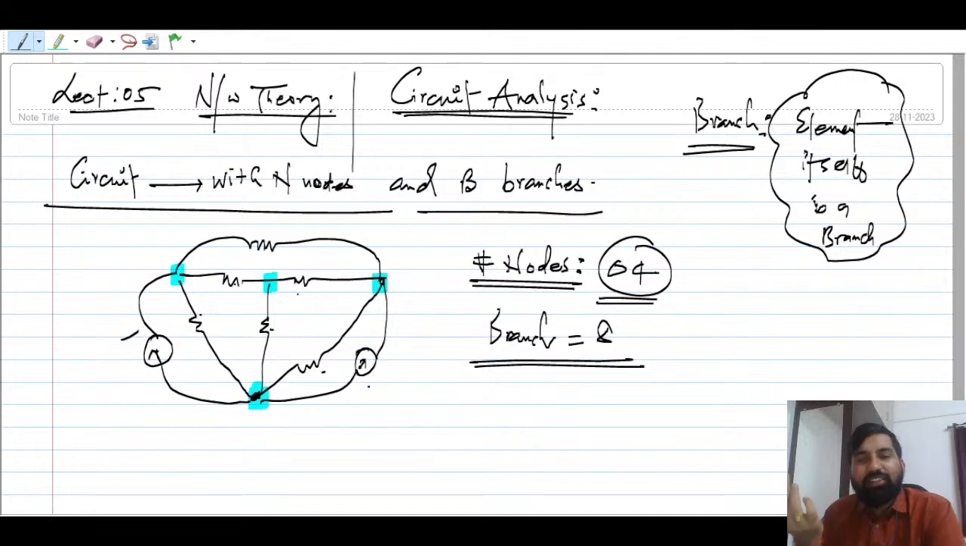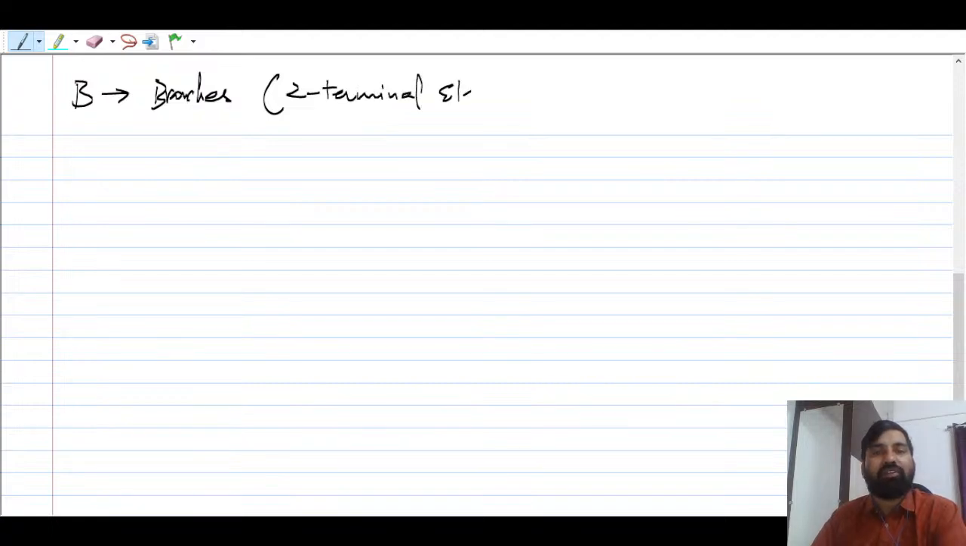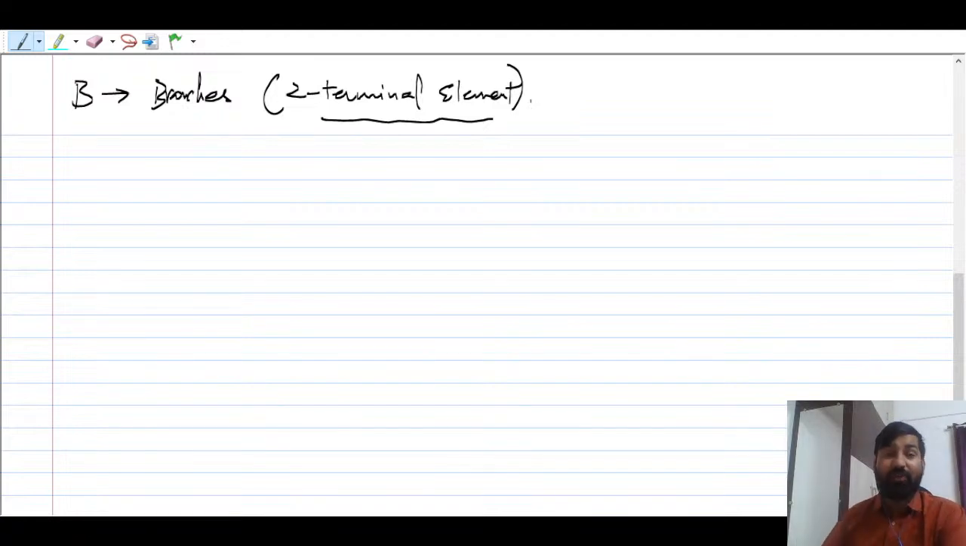If there are B branches, how many independent equations do you need? Suppose B number of branches are there. What is a branch basically? A branch is nothing but a two terminal element. That is very important to understand. So if there are B branches, how many voltages can you compute? You can compute B voltages, I mean across each element there will be a voltage.